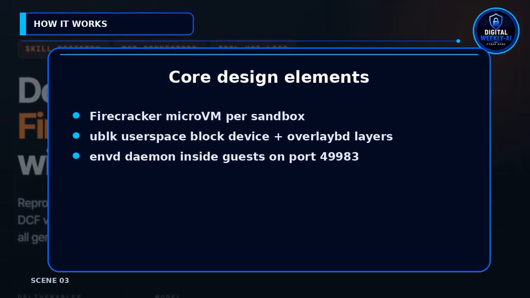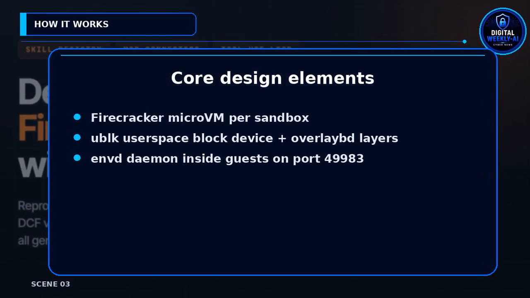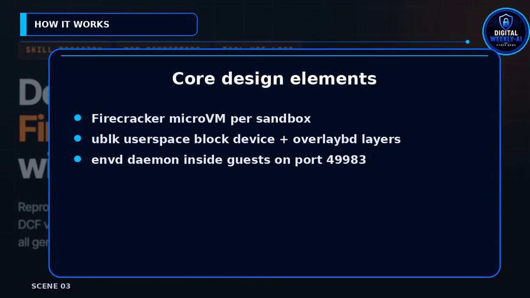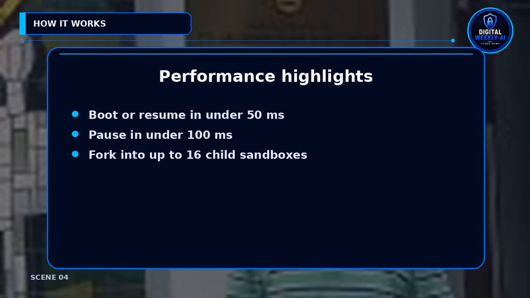AgentENV runs Firecracker microVMs. Each sandbox has its own Linux kernel and network namespace. Storage uses a UBLK user space block device backed by overlay BD layered images. Read-only base layers are shared, and each sandbox writes to a separate upper layer. An ingest daemon called NVD handles commands and reports health on port 49983.